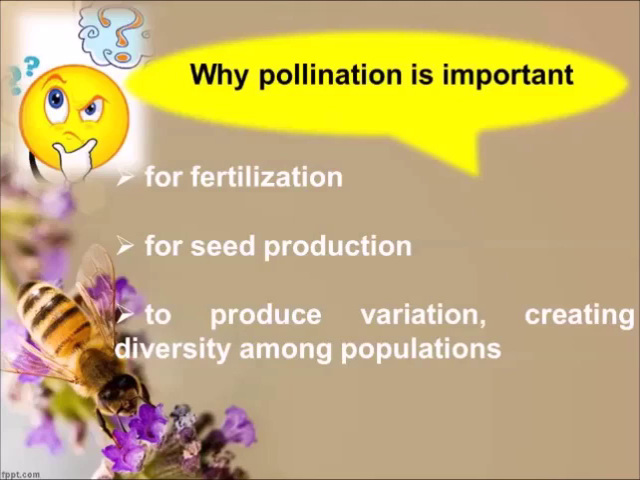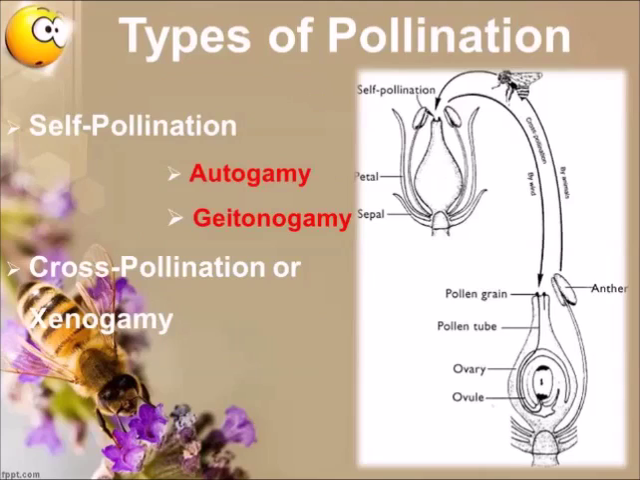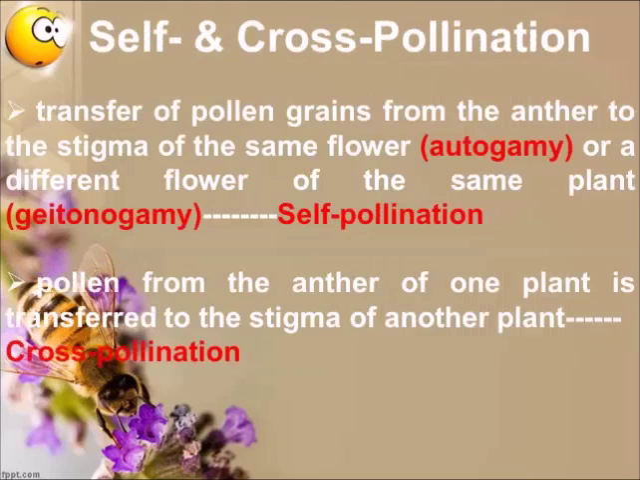Now, let's come to the different types of pollination. The two most common types of pollination include self-pollination and cross-pollination. Cross-pollination is also called xenogamy. Self-pollination is in turn of two types, autogamy and geitonogamy. Now, coming to the two types of pollination in detail, first let's discuss self-pollination.